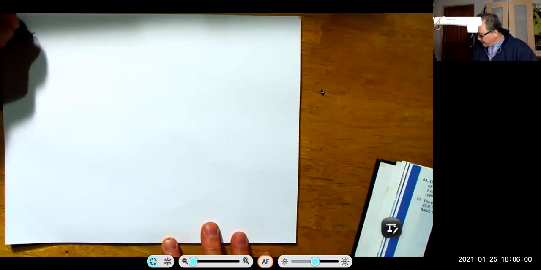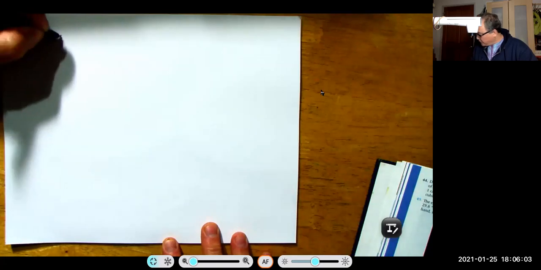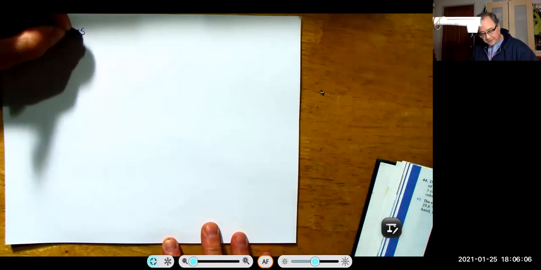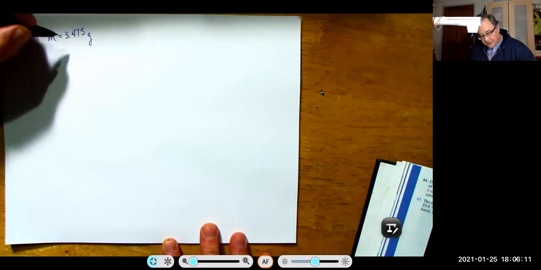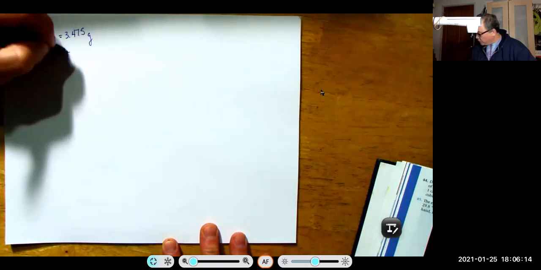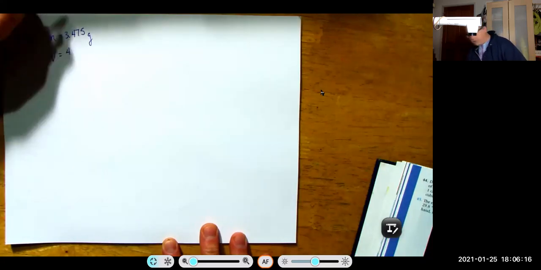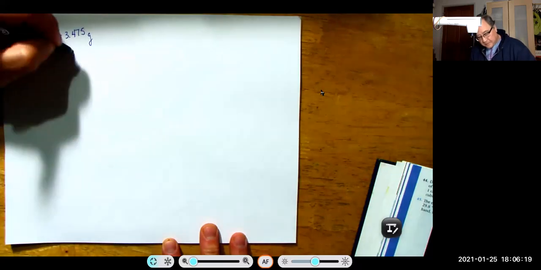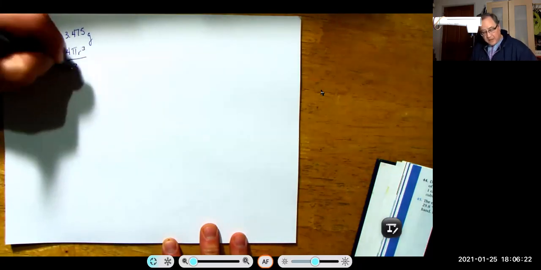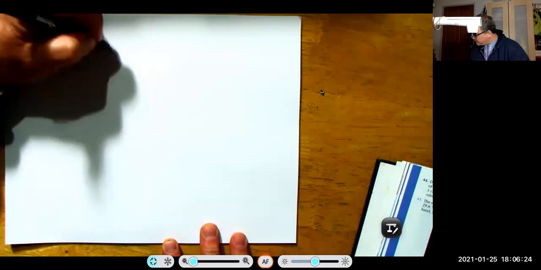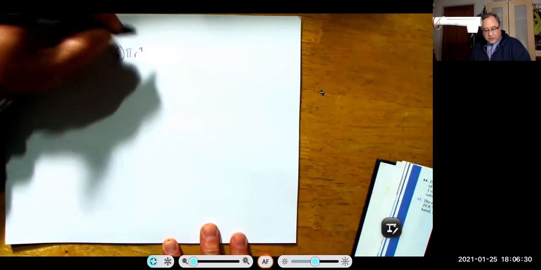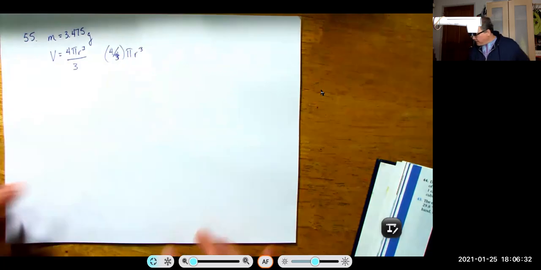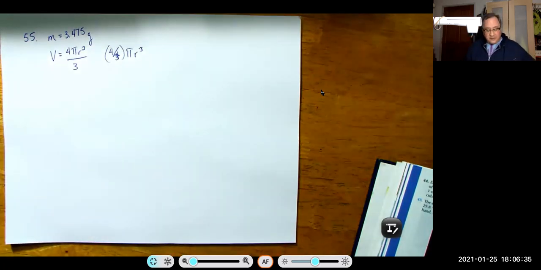Okay, so this is number 55. And we've got that the mass is 3.475 grams. We've got the volume of a sphere is 4/3 pi r cubed. I don't like the way it's written. It's hard to tell whether that 3 is on the top or the bottom, the way the book has it written. So this is much clearer.